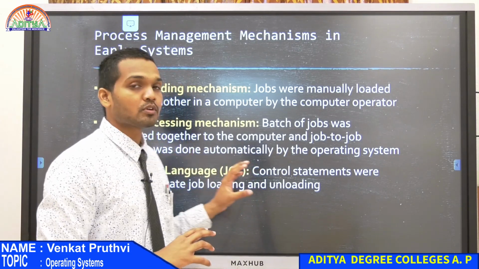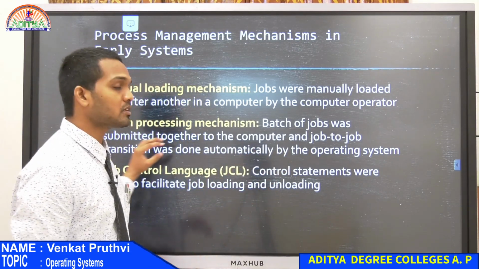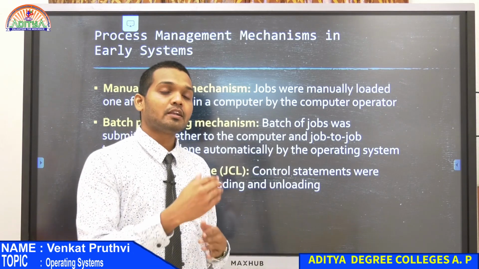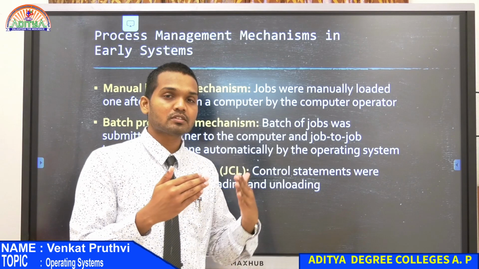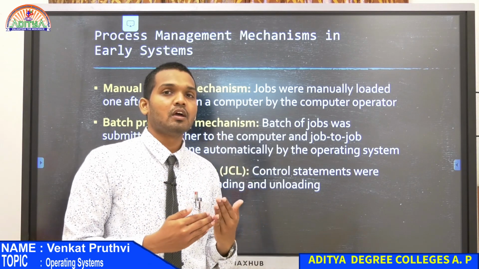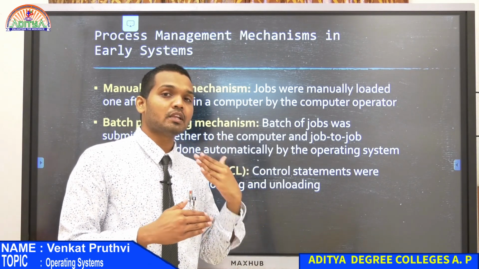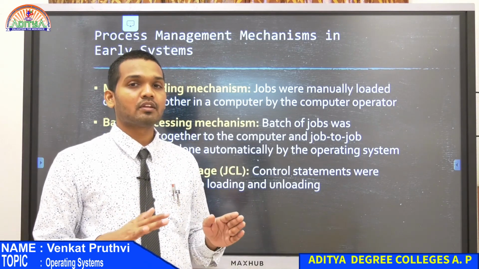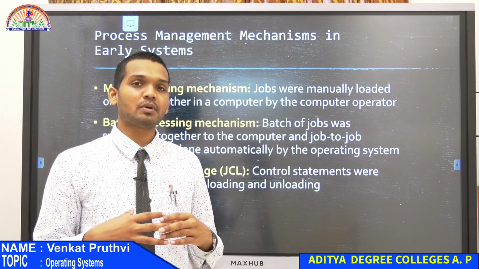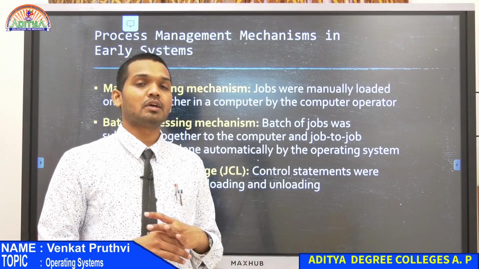Whenever they gave that input to the computer, the batch processing mechanism automatically completed the first task. Once it completed the first task, it automatically shifted to the second task. Once it completed the second task, automatically it shifted to the third task. After that, it completed the 4 tasks and it was left. Now, what they did, after the first batch is done, they used to input the second batch.